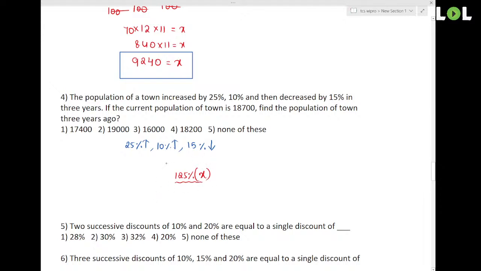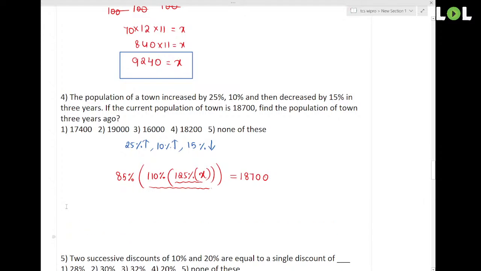Now consider this as a new value, which is 100%. So now this new value 100% is increased by 10%, means that this will become 110% of the X. This is the population after second year. Now consider this as a new value. Now this is again decreased by 15%. Consider it as 100%, new value decreased by 15% means I will be left with 85%. So this must be the current population, which according to the question is 18,700.